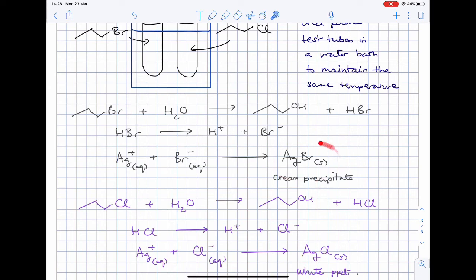So not only have we got two different precipitates, but we should see the precipitate appear faster for the bromoalkane, because the carbon-bromine bond has a lower bond enthalpy than the carbon-chlorine bond, so therefore the activation energy for the bromoalkane is going to be lower. So the rate of hydrolysis, the rate of production of the hydrogen bromide will be faster, and therefore the production of the bromide ions will be faster, and therefore the formation of the silver bromide will be faster. So we'll see the silver bromide cream precipitate appear quicker than we would for the silver chloride.